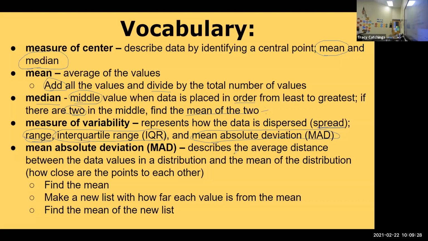Mean absolute deviation describes the average distance between the data values in the distribution and the mean of the distribution. Or in other words, how close are the points to each other? That's what MAD tells us. How close are they together?